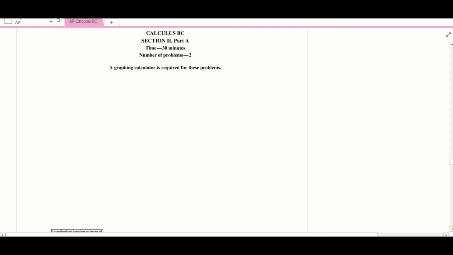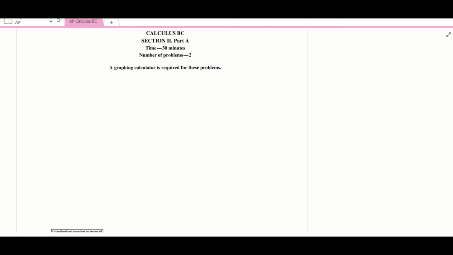Alright, now this is section 2, the free response question, part A. The first part has 30 minutes and 2 problems, and you need a graphing calculator. So I have my graphing calculator here. You shouldn't be that limited on time, but you should still manage your time well.